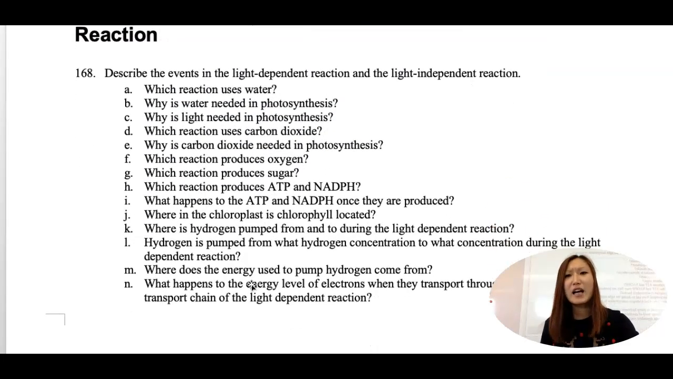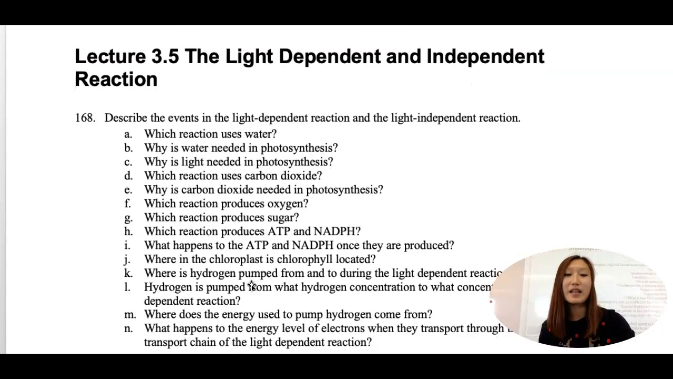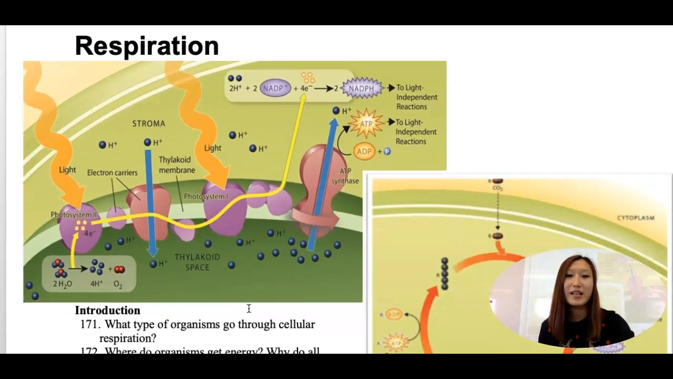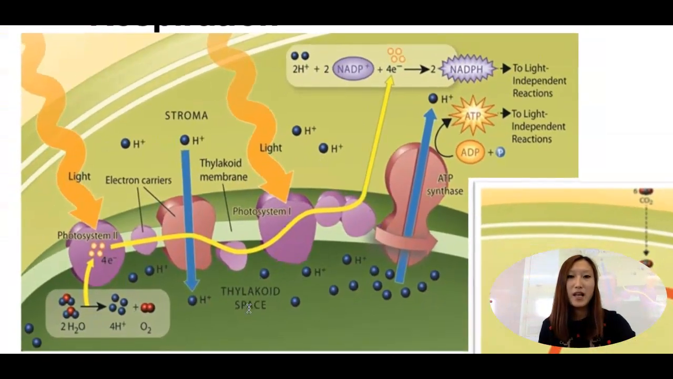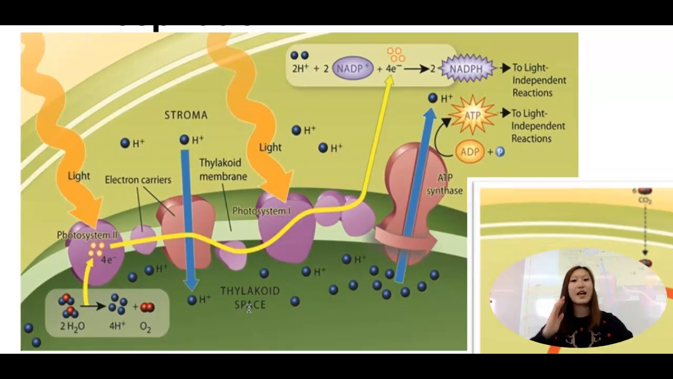All right, moving on to the light-dependent and independent reaction, let's take a look at this process right here. This is the light-dependent reaction. Let's go over this process together, right? We have light coming into photosystem 2. Electrons get excited. Water splits.